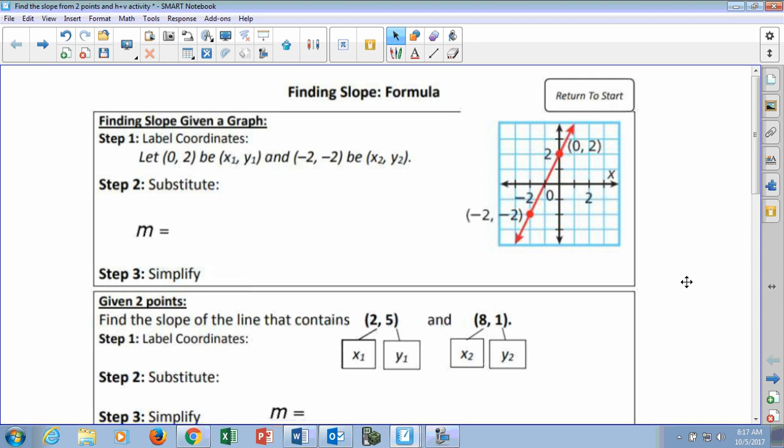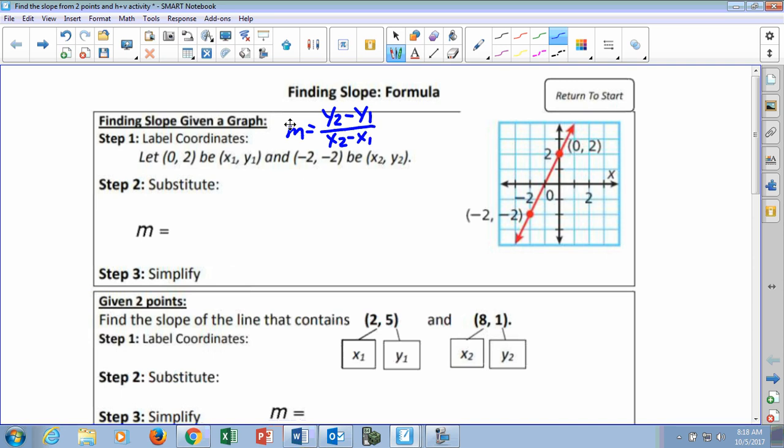All right, so we've dipped a little bit into this, but today we're gonna get a little bit further with what happens when we are just given 2 points. So remember our little formula, which we learned a few days ago, but we didn't have much time to practice it, was y2 minus y1 over x2 minus x1.